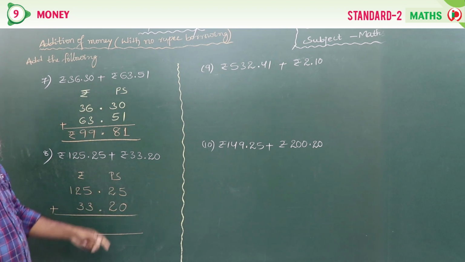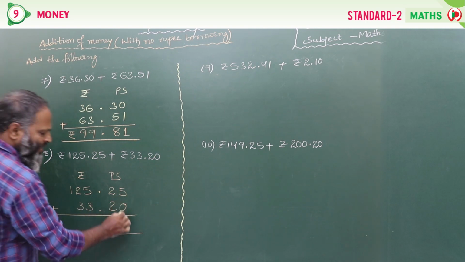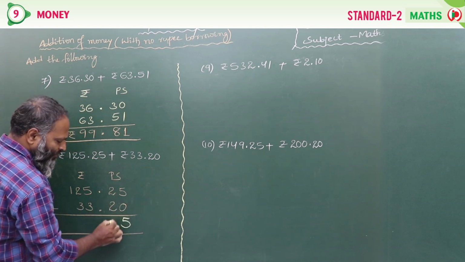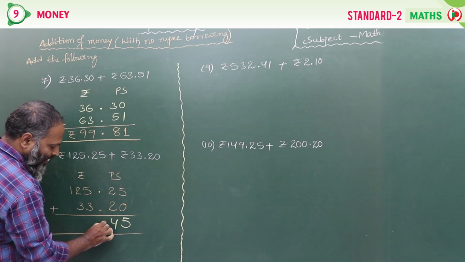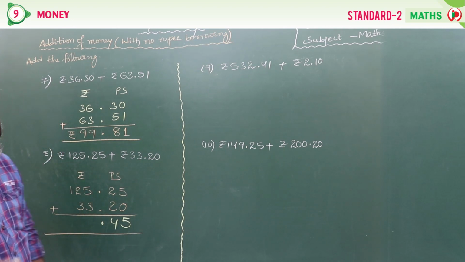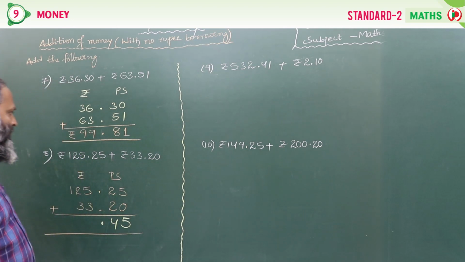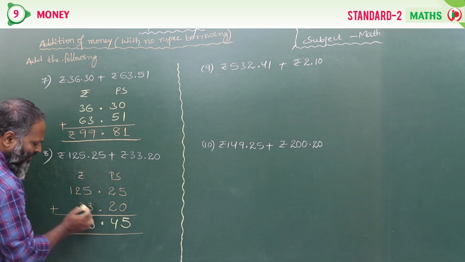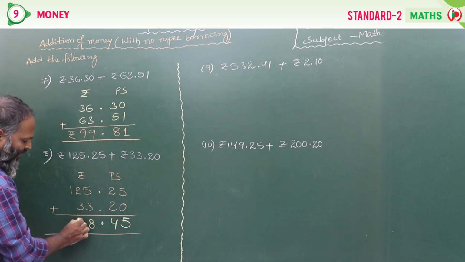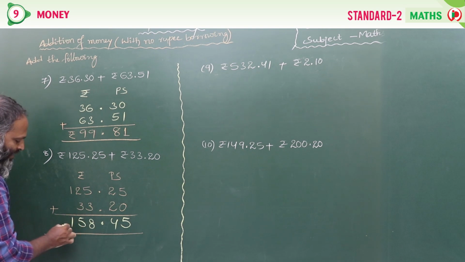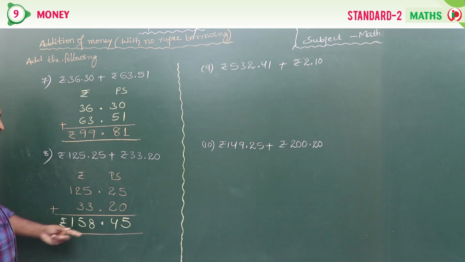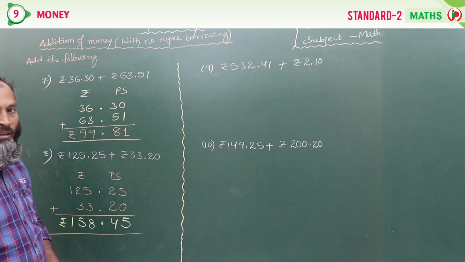To write the digits, first 5 and 0 we should add. 5 plus 0, 5. 2 plus 2, we know that is 4. And after that decimal. 5 plus 3, 5, 6, 7, 8. And 3 plus 2, 5. And this one as it is. 158 rupees 45 paisa. Okay.